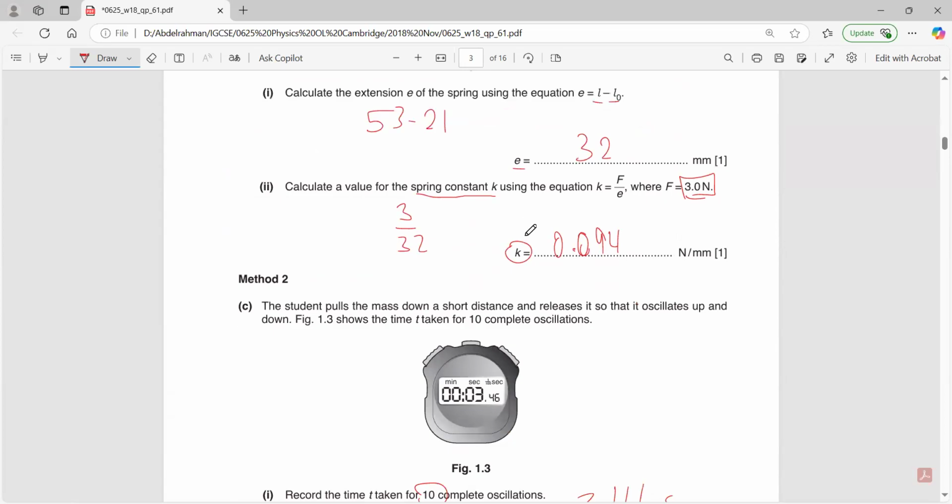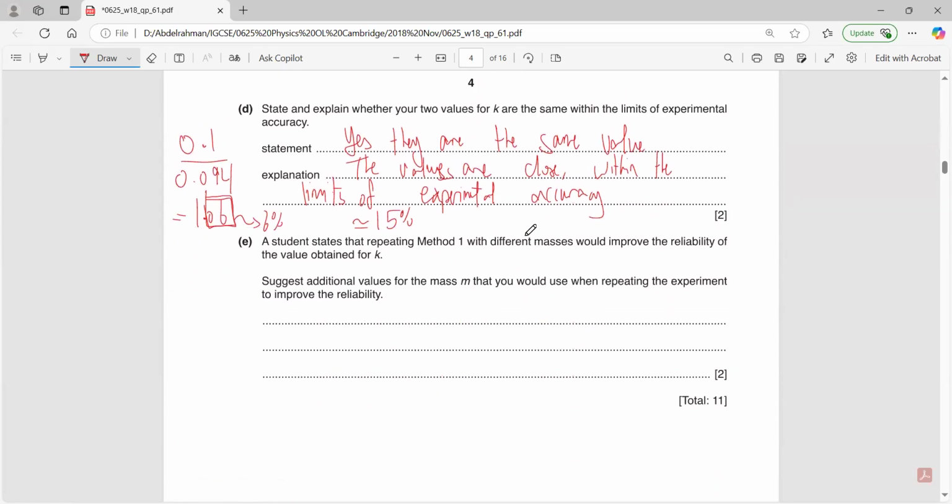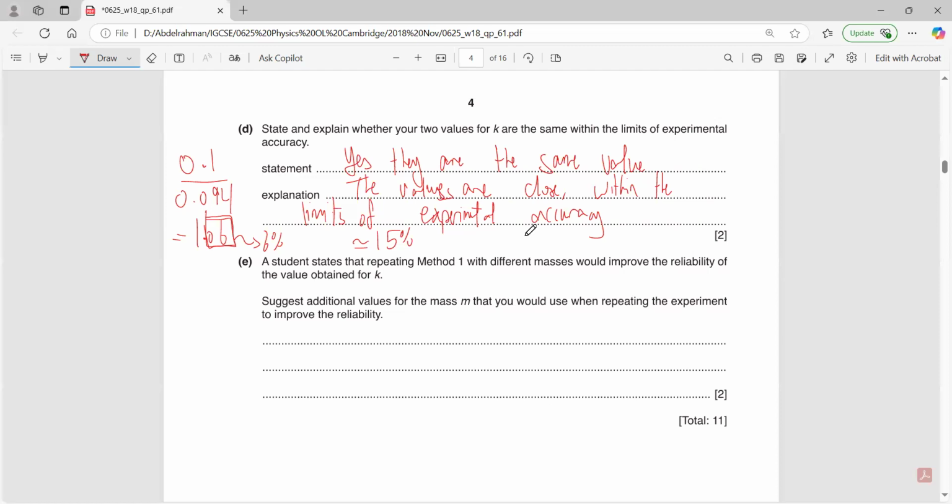So with 300 grams, I need to repeat the experiment with more values. How can we do that? If it's 300 grams, can I increase the values a bit? Yes, for example I can take 350 grams, 400 grams, 450 grams. Can I go back, for example, and take 250 grams? Yes. What about 200? Okay. 150, would that be okay? Yes, it would be okay.